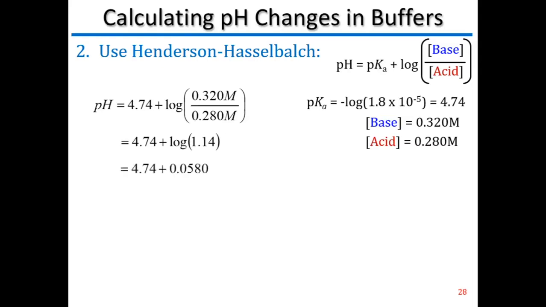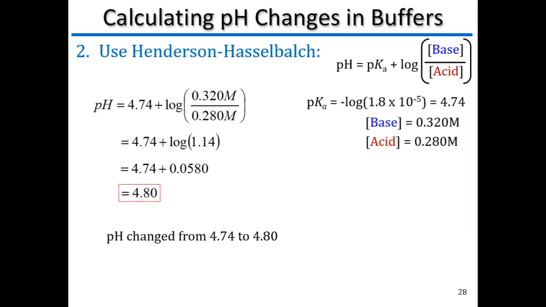Just solve for this. We end up with a new pH of 4.8. So our pH changed from 4.74 to 4.8. It's changed a little bit because we have changed our ratio slightly, but it hasn't changed by a great amount. In other words, we've stayed within that buffer range.